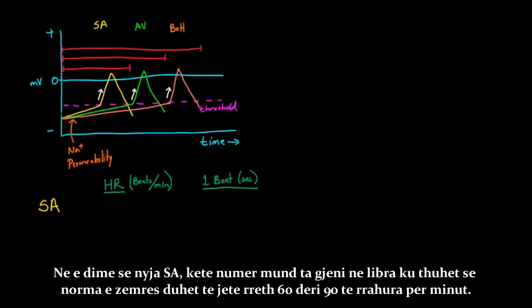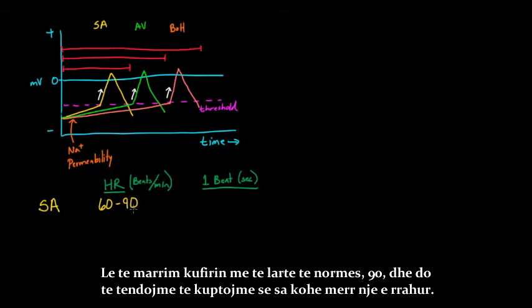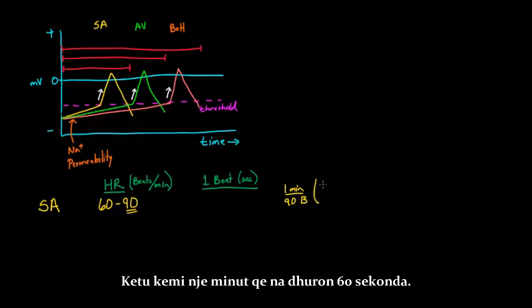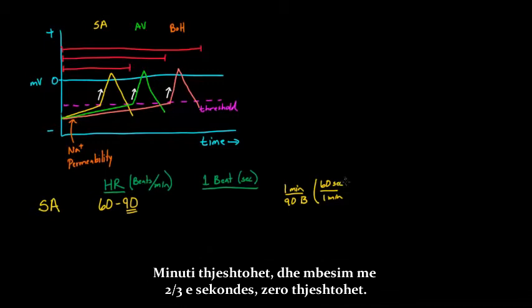Well, we know that for the SA node, and this is just a number out of books, you can find them saying something like 60 to 90 beats per minute. And if we took the upper range, let's say you took 90, and tried to figure out how long one beat would take, well, you'd say, okay, you have 1 minute gives you 90 beats. I'll put B for beats. And then you have, let's say, a minute is 60 seconds, right?